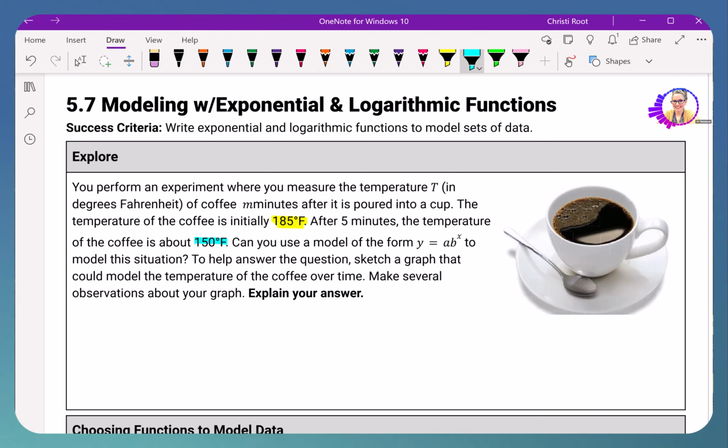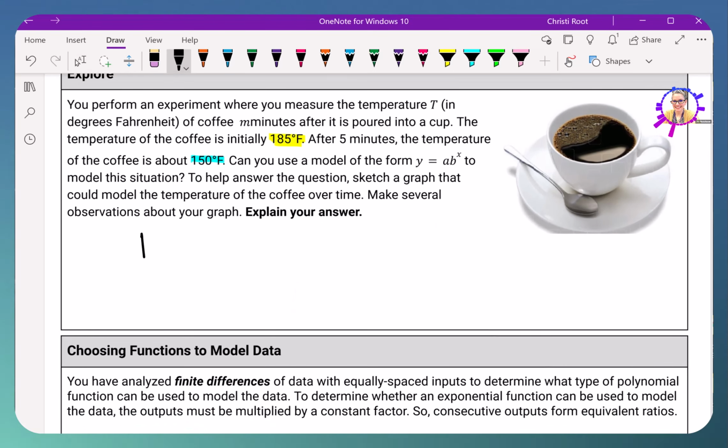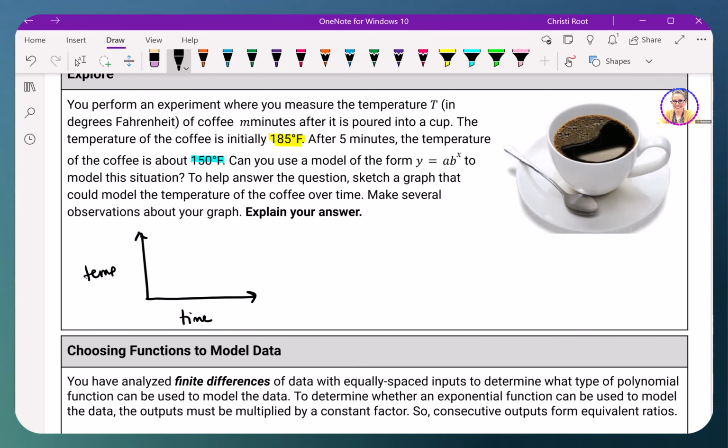So here's what I want you to do. I want you to really think about what that is going to look like. We're going to use a first quadrant type graph here. So this is going to be time, and this is obviously going to be the temperature. What do you think that temperature is going to look like if you graphed it? So pause the video, think about it for a second, draw it on your dry erase board if you have one, or a piece of paper, and let's see what you get.